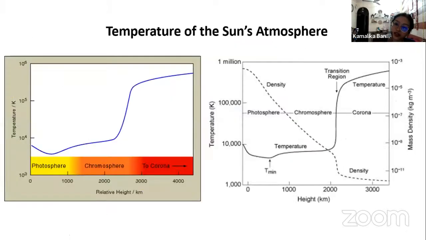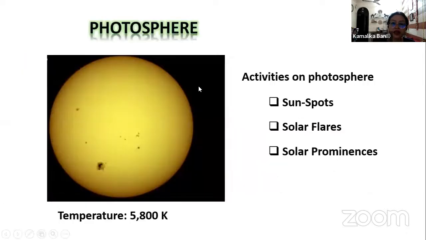When we talk about the temperature of the sun's atmosphere, as you can see in both graphs, which are the same, by the time it reaches the corona the temperature is extremely high. So the portion of the sun's atmosphere with the highest temperature is the corona. The photosphere has a temperature of 5800 Kelvin, and on the photosphere several activities of the sun are seen, which you must have heard of: sunspots, solar flares, and solar prominences.